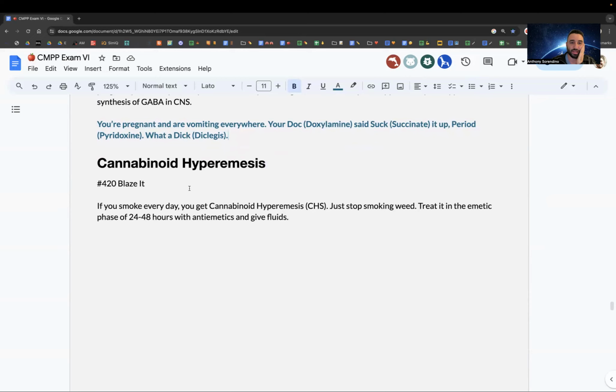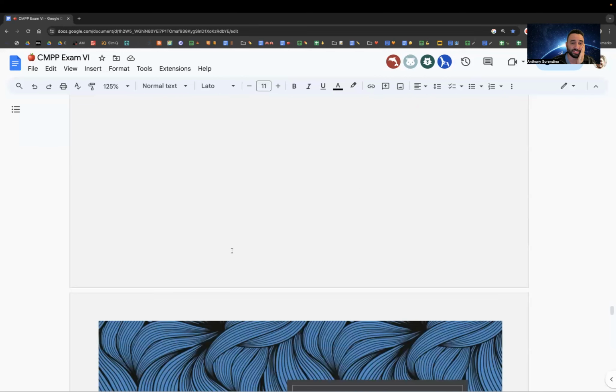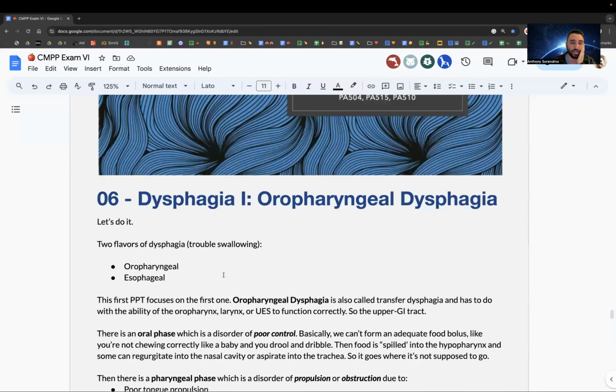And then you have cannabinoid hyperemesis, and just stop smoking pot for this. You can treat with an antiemetic during 24 to 48 hours and give some fluids. That's it. Let's move on to dysphagia 1.